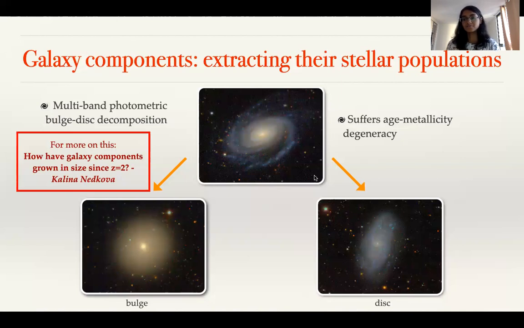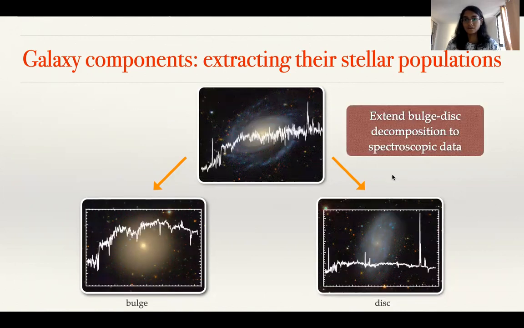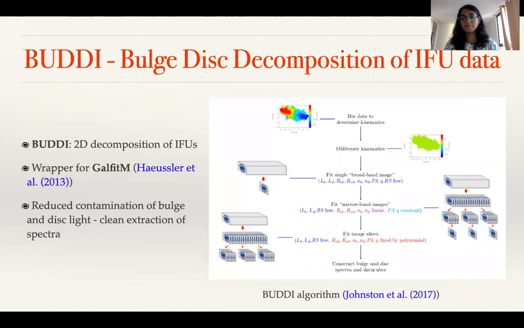The large availability of photometric data has allowed us to study photometric stellar populations in a statistical way through the decomposition techniques. However, we often hit the age-metallicity degeneracy issue. To break this degeneracy, it is ideal to extend this concept to spectroscopic data to extract the bulge and disk spectra so we can better study the stellar populations independently. This is where BUDDI comes in.